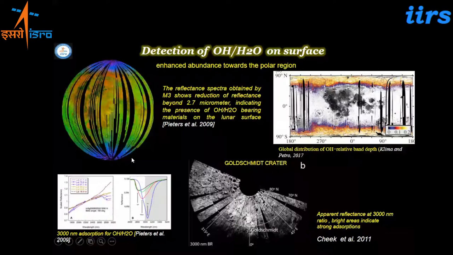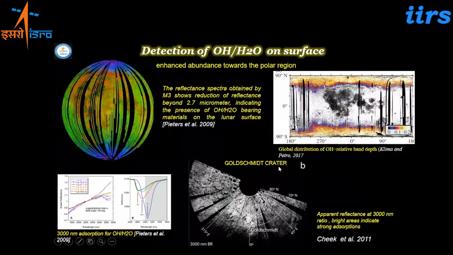This is the spectra of water taken from M-Cube data. And then a global map of OH relative band depth index was also generated. And the strongest absorption again shows features that are more confined to the polar regions. And the lithological preferences were also reported and were analyzed from the north. And this is one of the regions of the northern polar region.